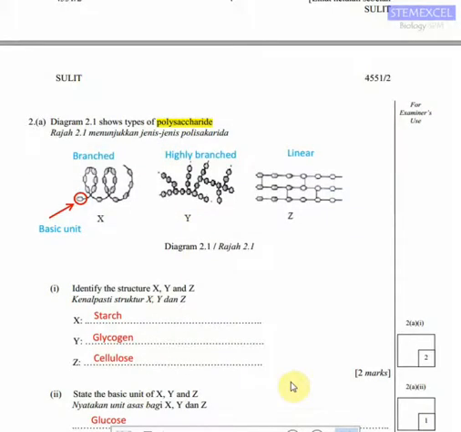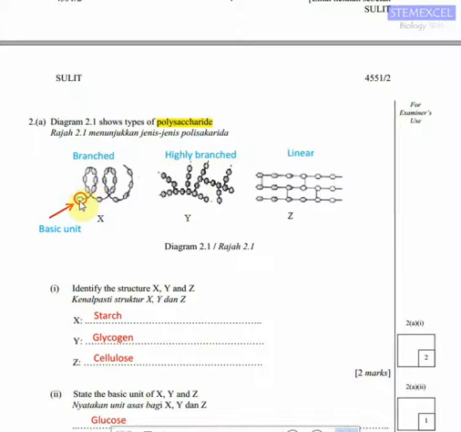Second question here. So here they are showing types of polysaccharides. When you are told that this is a polysaccharide, it usually relates to sugar as the smallest unit. So here you have your basic unit of this. This would be your glucose.